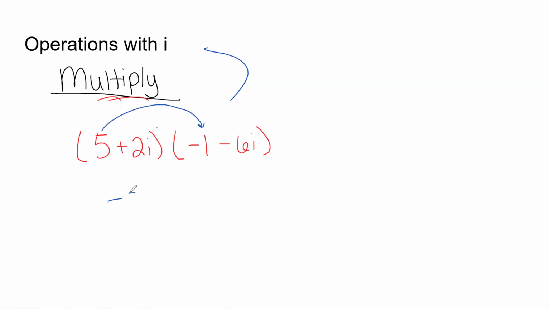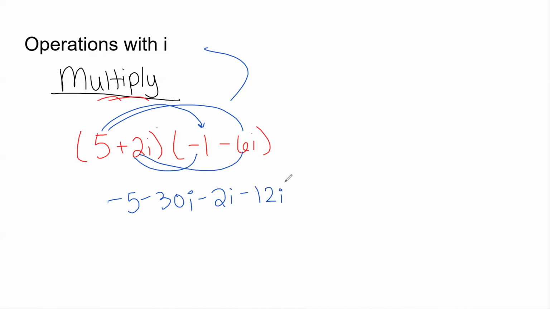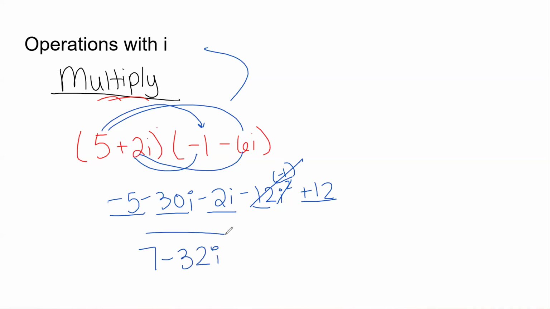Multiply. Multiply. Multiply. Multiply. I squared is negative 1. Negative 12 times negative 1 is 12. Negative 5 plus 12 is 7. You owe me 30, you owe me 2, you owe me 32i. That is how you FOIL.